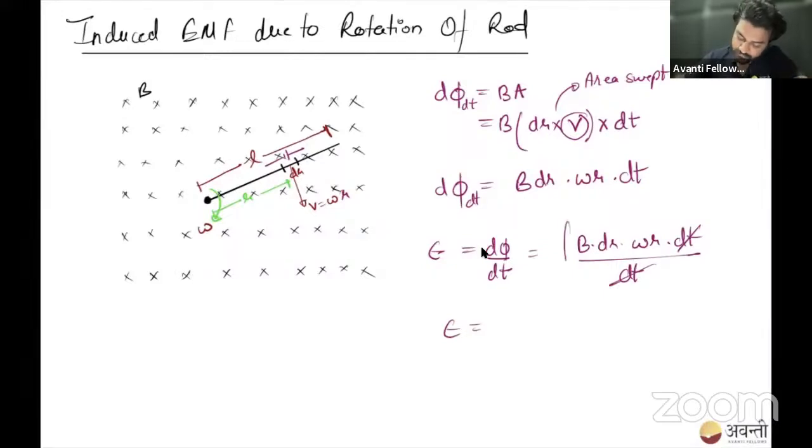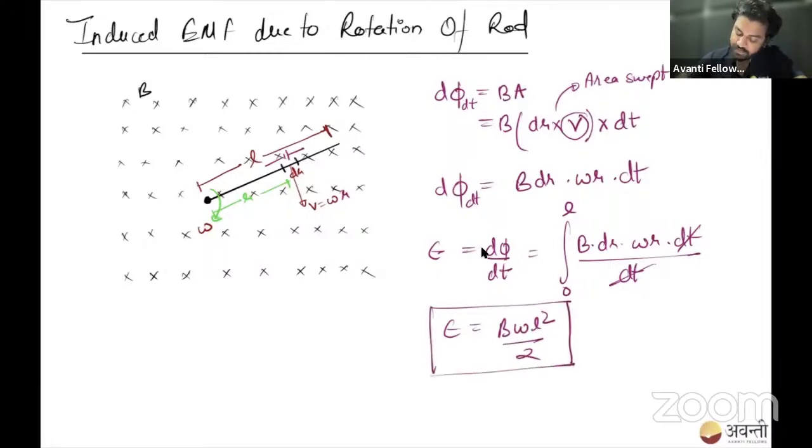we have to integrate this, right? So r is from 0 to L. And if I integrate this, I'm writing the final result, which is Bω L squared by 2. If you don't understand the derivation, the final result you can remember. Only this result will come. Please note it. B ω L squared by 2, or half B ω L squared.